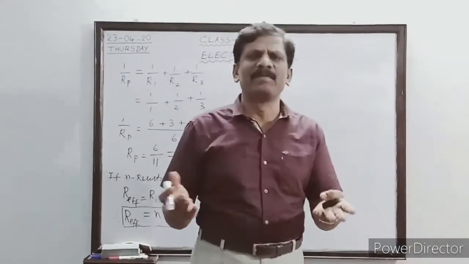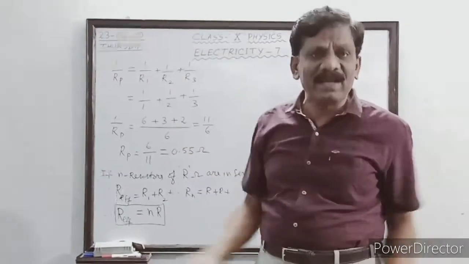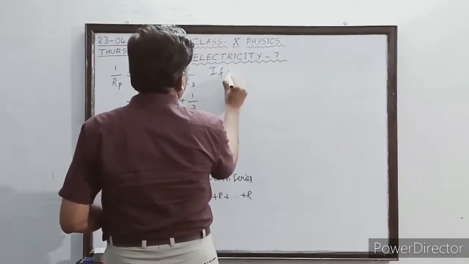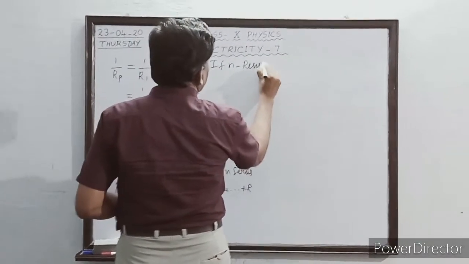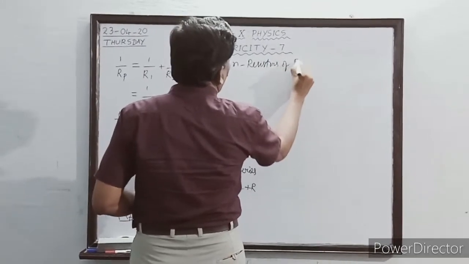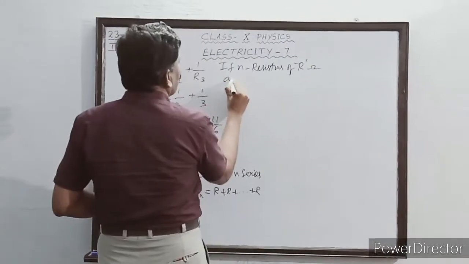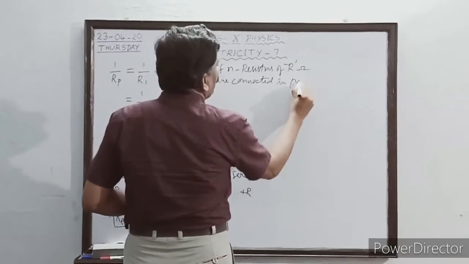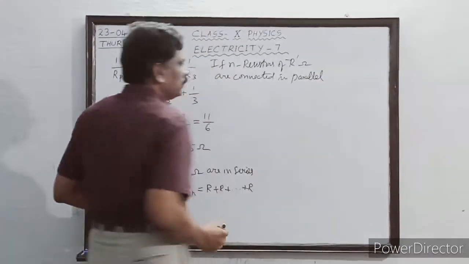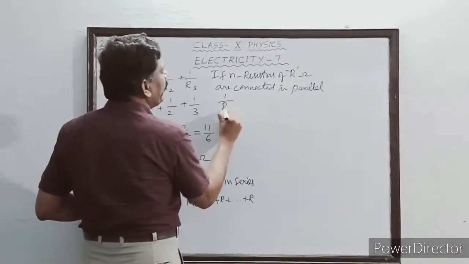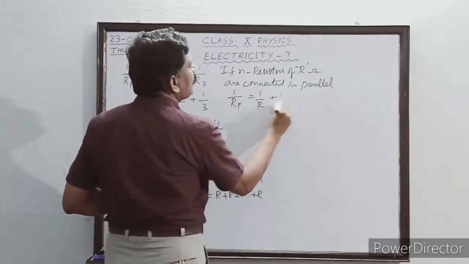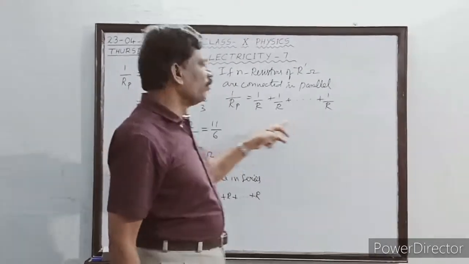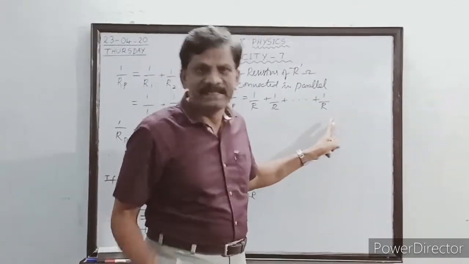Now you think what will happen if all these N resistors are connected in parallel? If N resistors of R ohm are connected in parallel, if they are connected in parallel, it means 1 by R parallel is equal to 1 by R plus 1 by R plus up to the last term, which is 1 by R. So like this, how many number of terms will be there? Yes, N number of terms will be there.